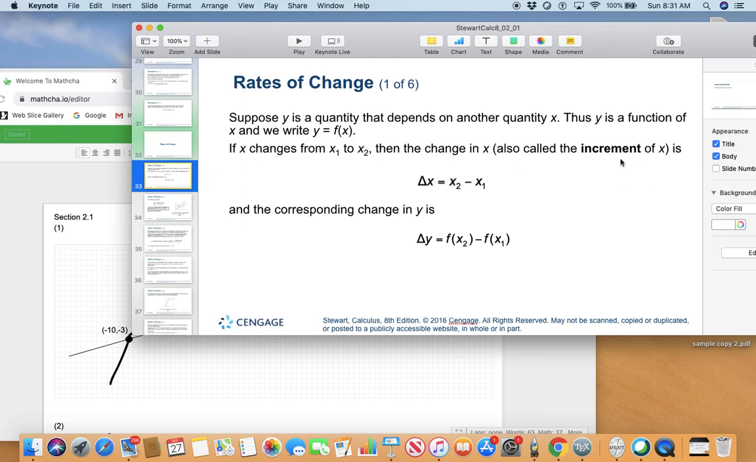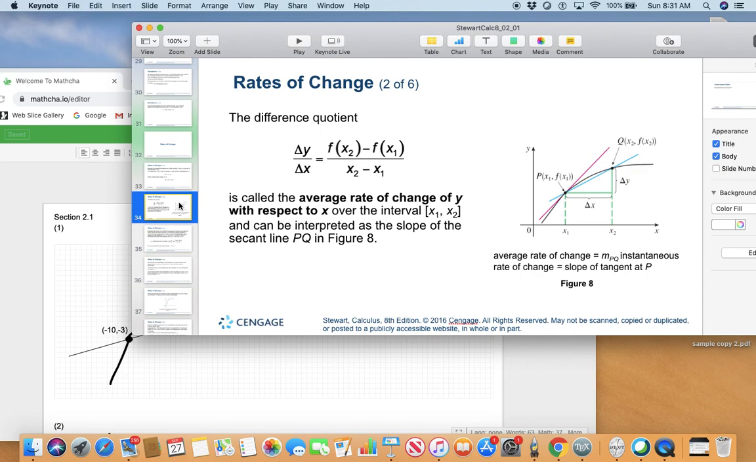Okay, so this is just the terminology, the increment. The difference quotient is delta y over delta x, which is f(x2) minus f(x1) over x2 minus x1. So that is the difference quotient. So delta y over delta x, that's the rise over the run. It is called the average rate of change of y with respect to x. Notice average rate of change is always spoken of over an interval, and that represents the slope of the secant line.